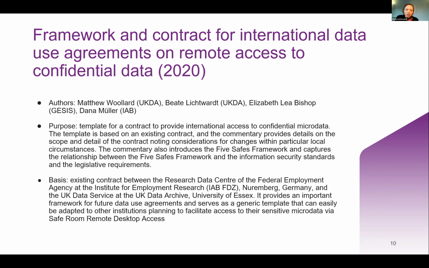This was done in order to improve the international research landscape and the infrastructure for facilitating international research. The template is one bit, but there is also extensive commentary where you find details on the scope and detail of the contract, noting considerations for changes within particular local circumstances. It also introduces the 5 SAFEs framework, which Darren has already introduced. It's basically the go-to framework at the moment when you want to allow access to controlled data nationally and internationally. It also captures the relationship between the 5 SAFEs framework and the information security standards and the legislative requirements. Doing all this, it will hopefully, and at the moment it already does, enable future collaborations on confidential data.